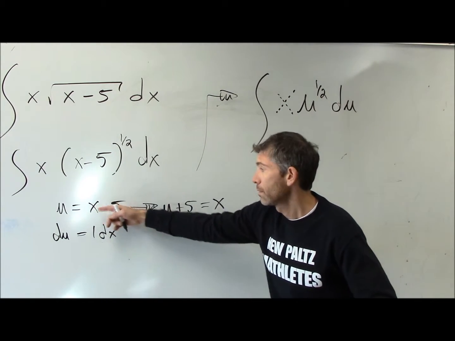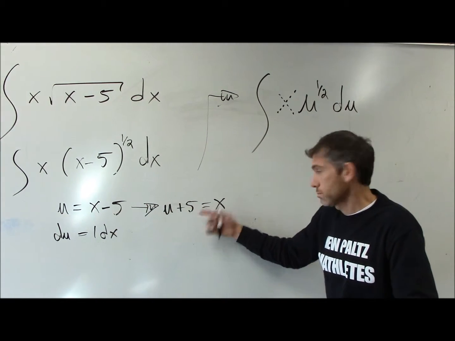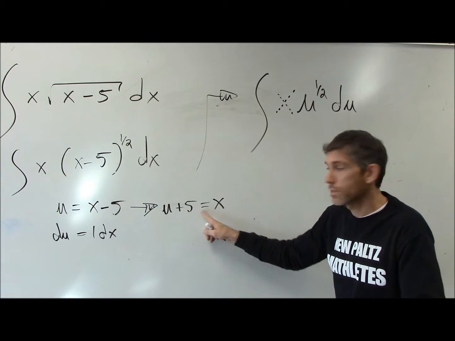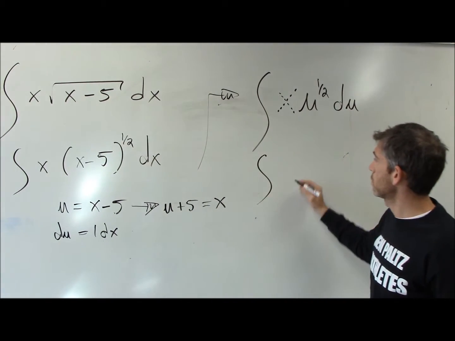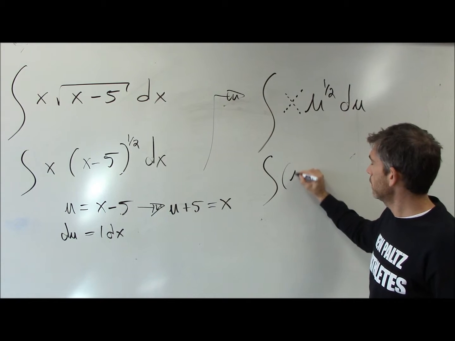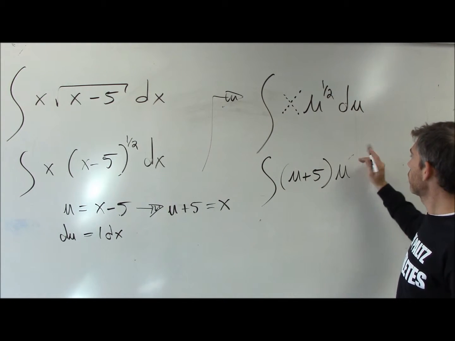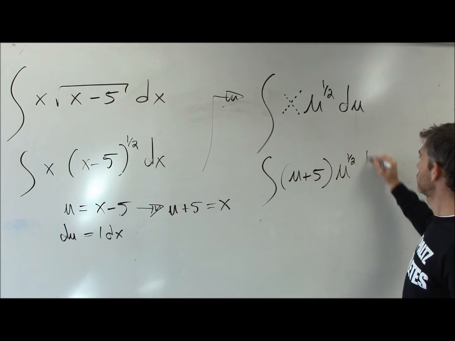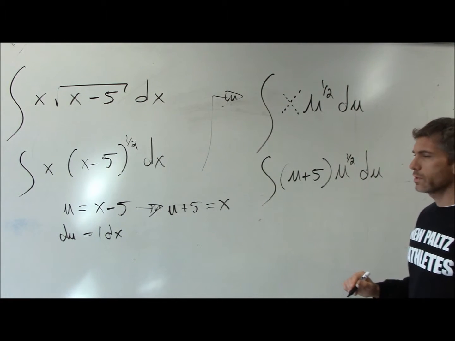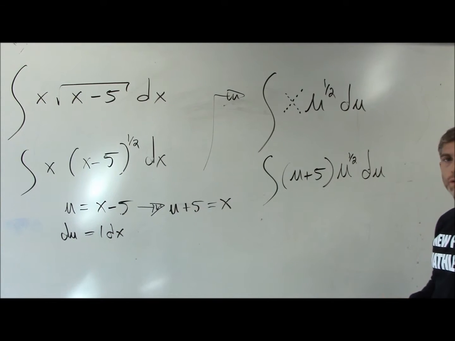So I finagled this one a tiny bit, which now is telling me an x is the same thing as u plus 5. So you're going to substitute in another expression using u. Exactly. So the integral of u plus 5 times u to the 1/2 du. Which still doesn't look like a basic polynomial.